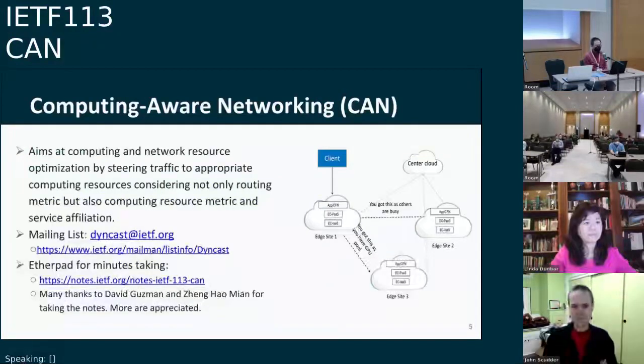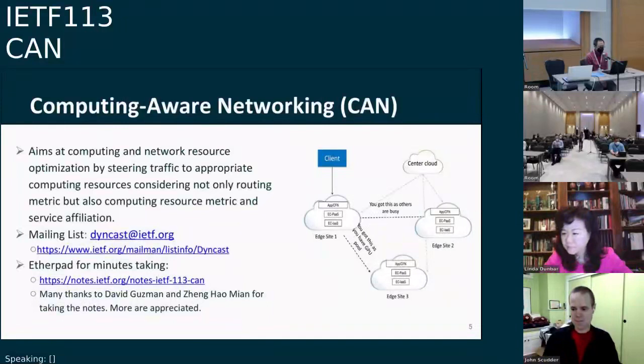So what is this BOF about? Computing aware networking aims at computing and networking resource optimization by steering traffic to appropriate computing resources, considering not only the routing metric, but also computing resource metric and service affiliations. We have a mailing list, cans at ietf.org. We already have the note takers, thanks to David and Zheng Hao. Much appreciated.